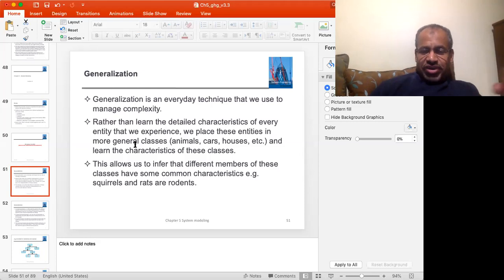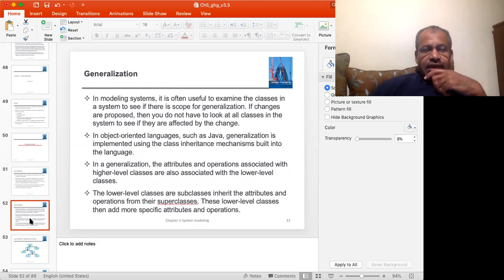Now, this also helps us to infer that different members of these classes share some common characteristics. They all, for example, behave similarly in some way. Like if we say both squirrels and rats are rodents, then all the characteristics of rodents are shared by squirrels and rats and mice and what have you.